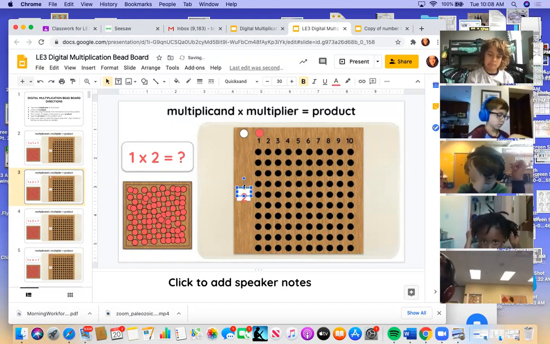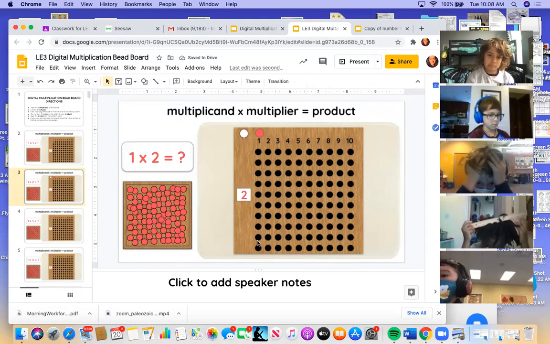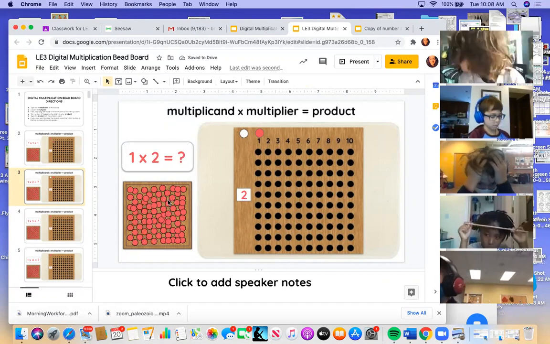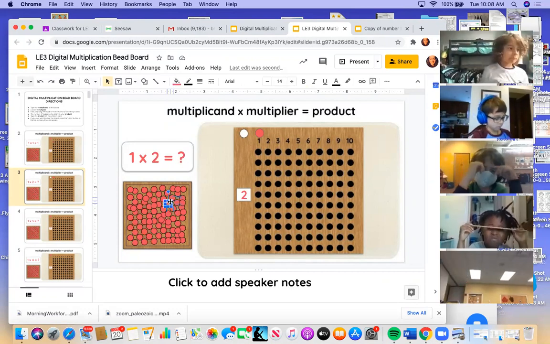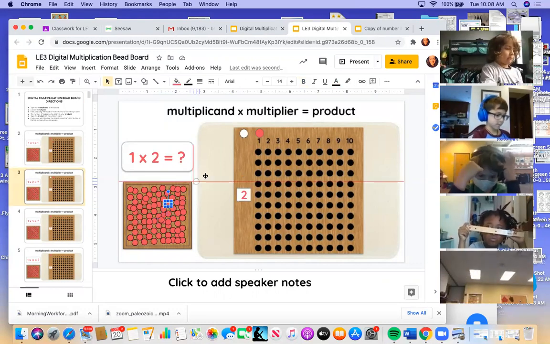I know that it's kind of difficult with these Google Slides, they're kind of annoying and it's hard for me sometimes. You just have to be patient and take your time. It's not the same as having the real multiplication bead board, but at least we have this.